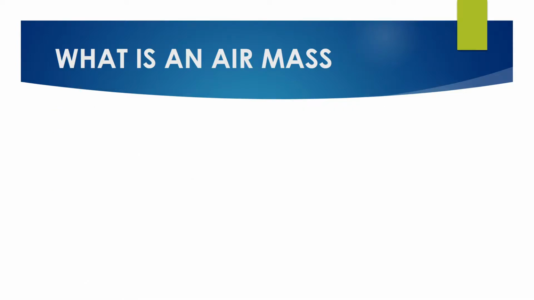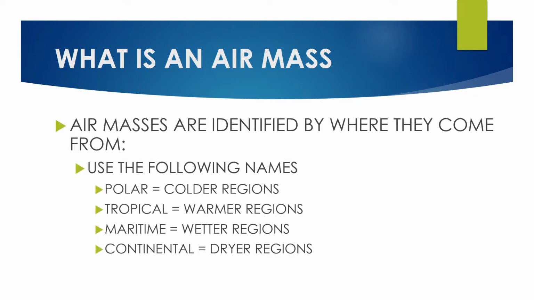So to continue, when we're talking about air masses, there are ways air masses are classified. 2 of the classifications are going to be dealing with temperature, and the others are going to be dealing with moisture. And they are identified by where they're coming from.